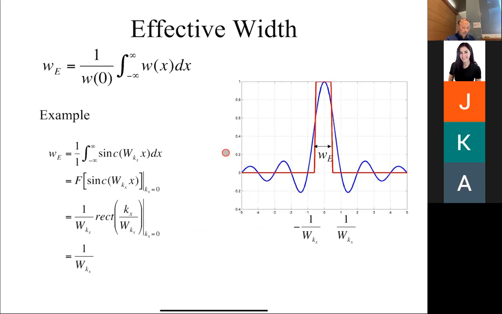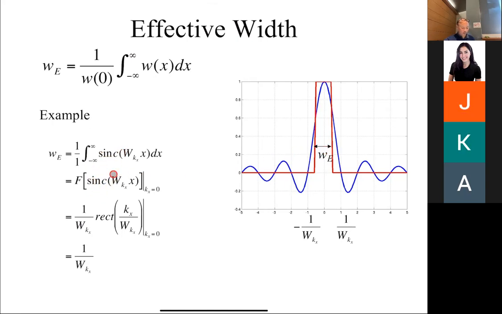Now let's look at the effective width of a sinc function. We define effective width as: I want to figure out what rectangle has the same area as the sinc function. I'm going to call the width of this rectangle, which has the same height as my sinc function and the same area, the effective width of my sinc function.